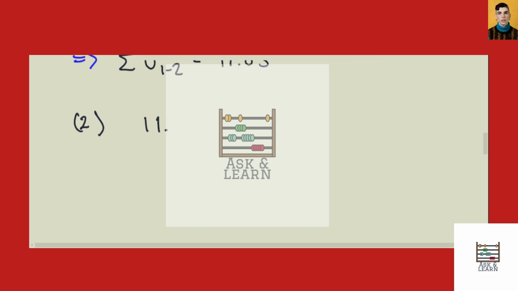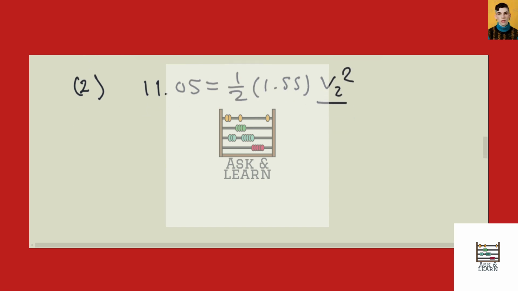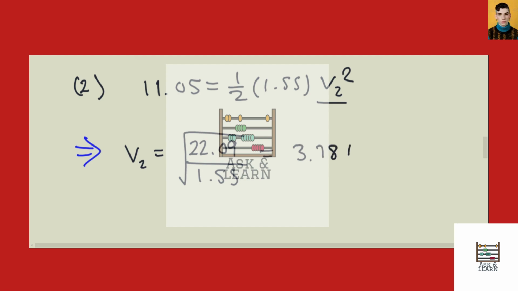And we can plug this back in to our equation 2 to find the velocity. So on the left we have 11.05 is equal to 1/2 times the mass, 1.55, times v2 squared. And again, the velocity is what we're looking for. So solving for velocity, we get v2 is equal to the square root of 22.09, and that's found by multiplying 2 to both sides, divided by 1.55. So v2, the velocity of the block, is 3.78 feet per second.